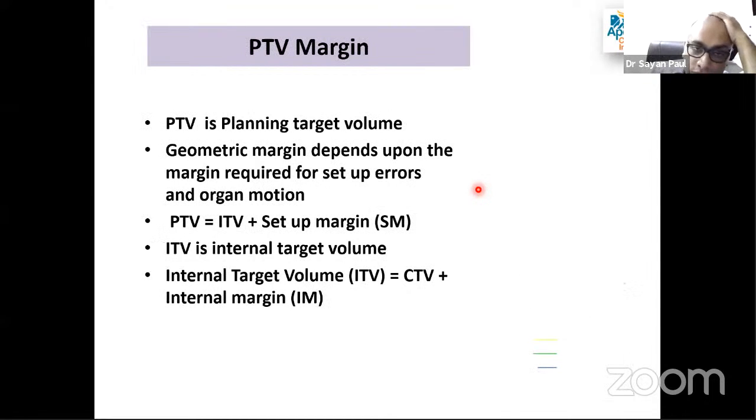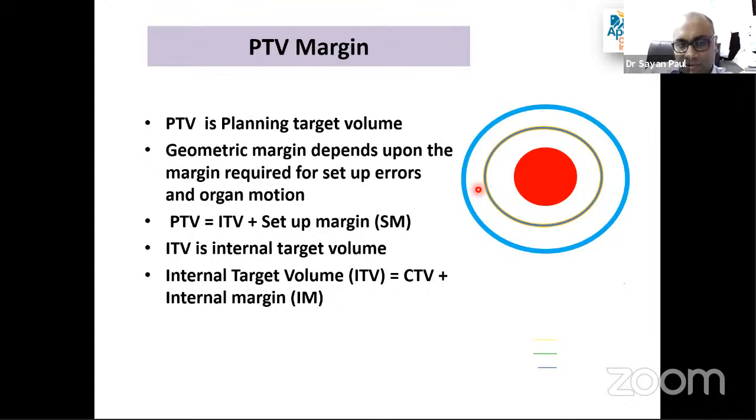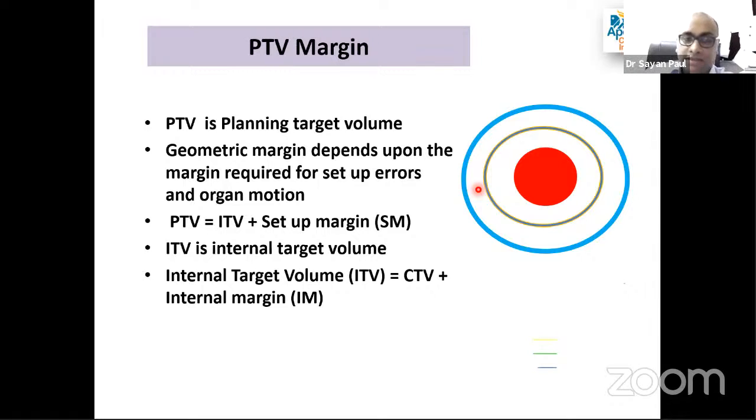To encompass all these uncertainties, we give a margin which we call a PTV margin, or planning target volume. So you give GTV, CTV, and a margin for all these setup errors. It's a geometric margin. So remember, this PTV is a physics property. PTV is not a radiation oncologist property. So you give this margin for your errors and uncertainties. You can edit your GTV, you can edit your CTV, but you can't edit your PTV.